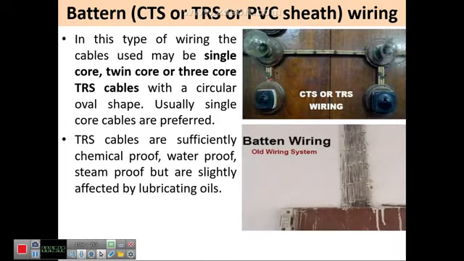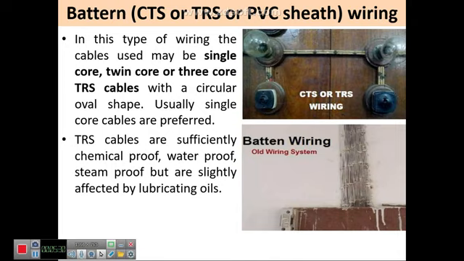Okay, next one, batten or CTS, TRS or PVC sheath wiring. Sheath means it's a kind of cover. Sheathing means covering. So here we are using a type of cover. PVC is the material, that is polyvinyl chloride. So that houses the wire, and that gives a grip up to some level.